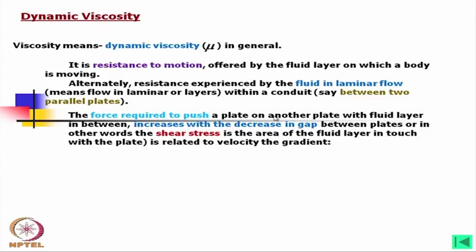The force required to push a plate on another plate with a fluid layer in between increases with the decrease in gap between the plates. In other words, the shear stress relates to the area of the fluid layer in touch with the plate, and the viscosity to the gradient. Now, this viscosity is defined as mu equals F by A divided by V by H, where F is the force, A is the area, V is the velocity and H is the gap.